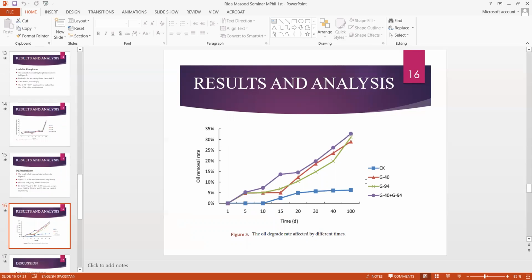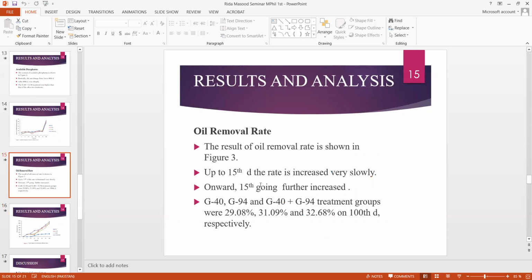Similarly, for the oil removal rate, up to day 15, the rate increased very slowly. Onward from day 15, a further increase was observed. So it was observed that the G40 plus G94 strain was again much higher than the G40 and G94 strains. And their amounts are given: for G40 and G94, the amounts are 29.08% and 31.09%, and for the G40 plus G94 strain, the amount was 32.68% on day 8.